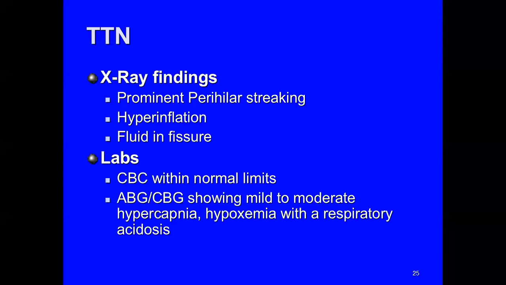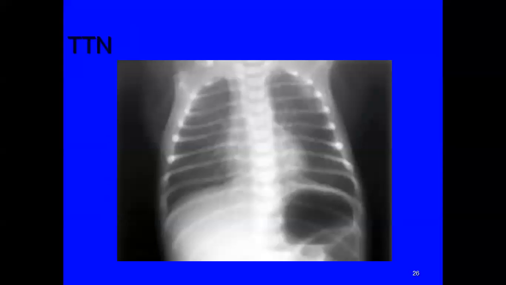We can diagnose a case of respiratory distress with the help of labs. In the ABG and CBG, they can show mild to moderate hypercapnia and hypoxemia, and they can also be seen with respiratory acidosis. So this is also a case of transient tachypnea. On chest X-ray, they have hyperinflation of the lung and prominent perihilar structures.